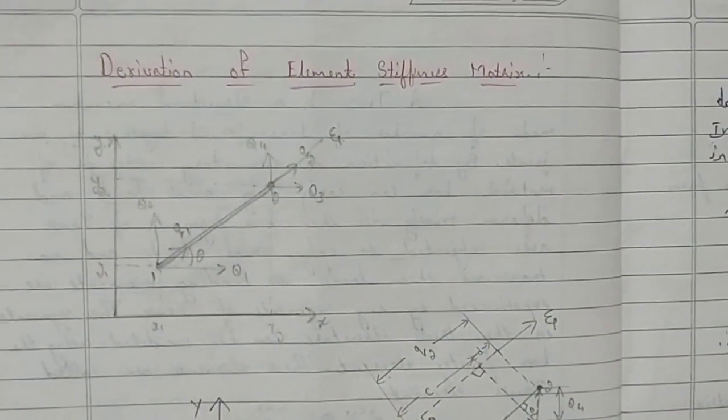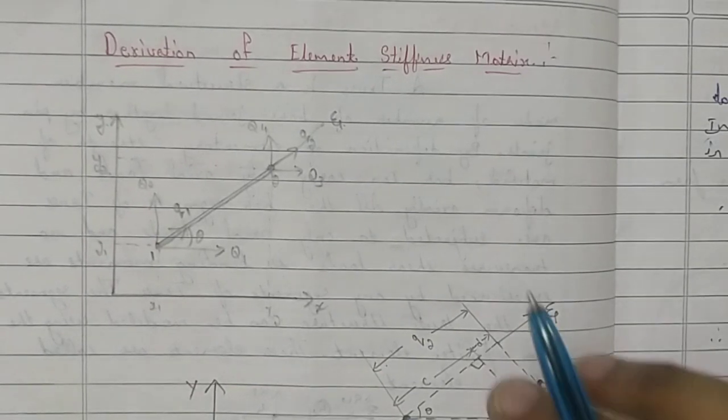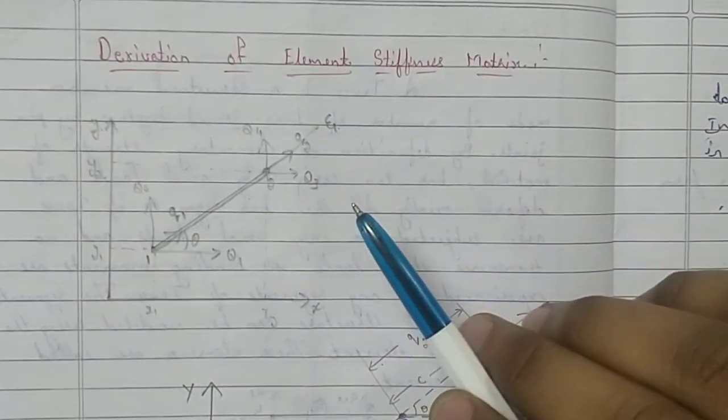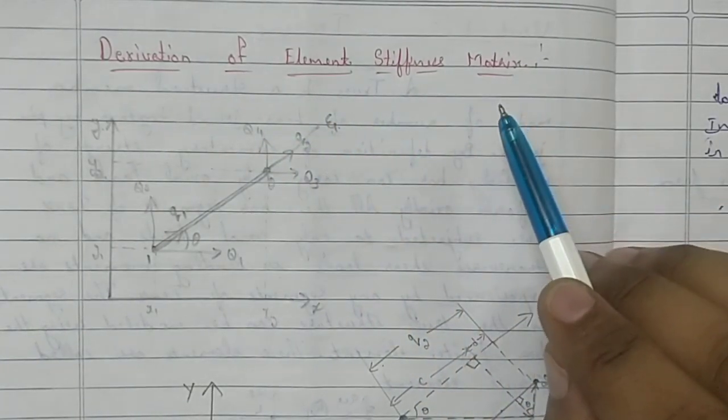So that is about the truss member. Next we will move on to the derivation. So element derivation, that is, element stiffness matrix derivation of a truss member. Next, derivation of element stiffness matrix of a truss member.